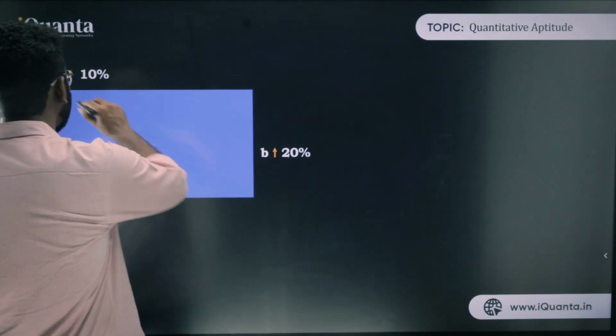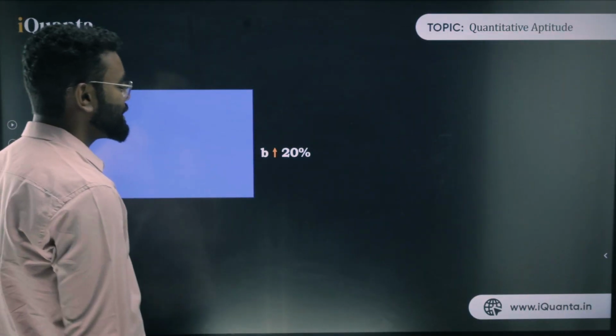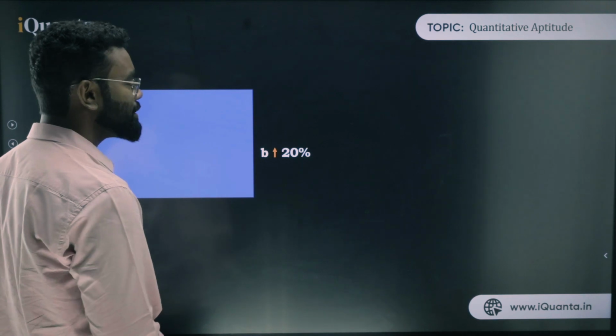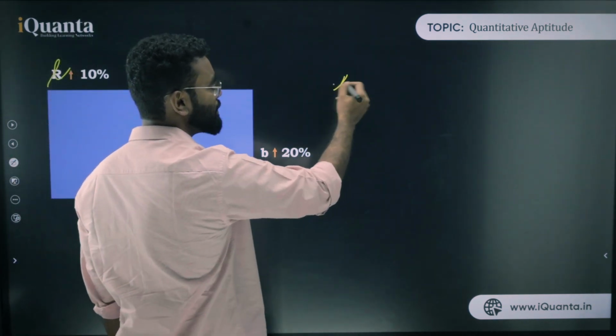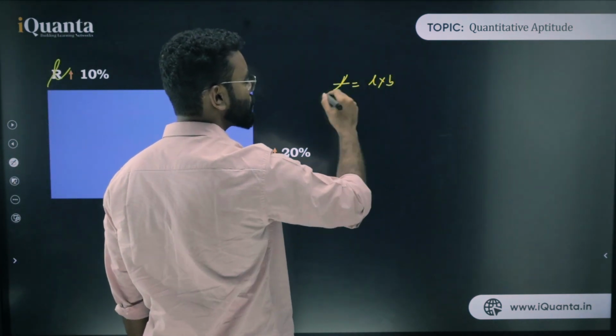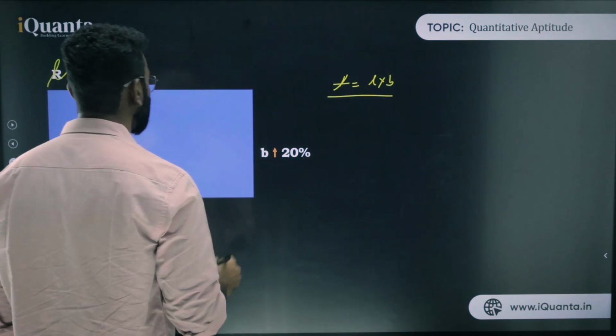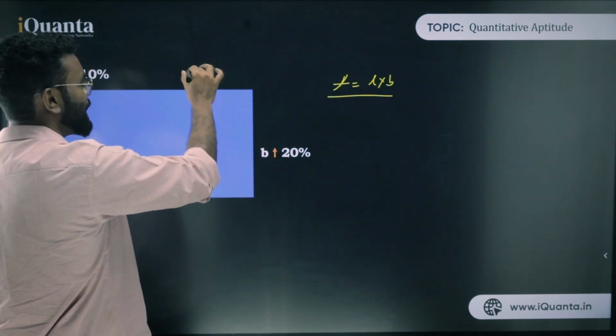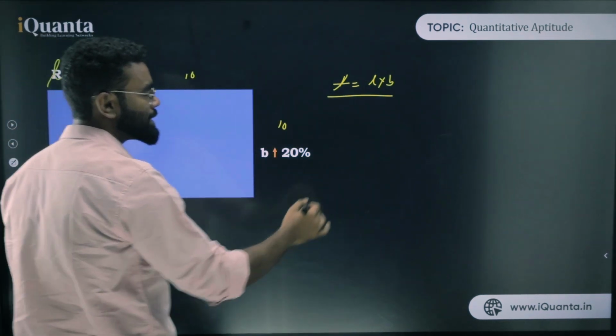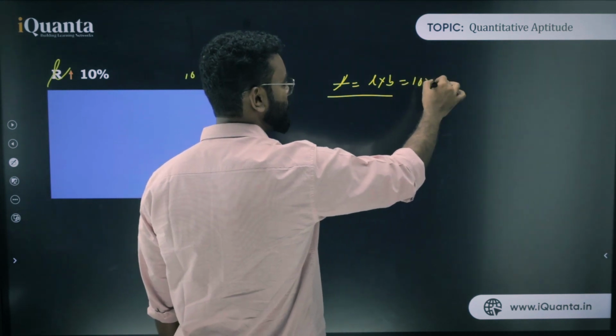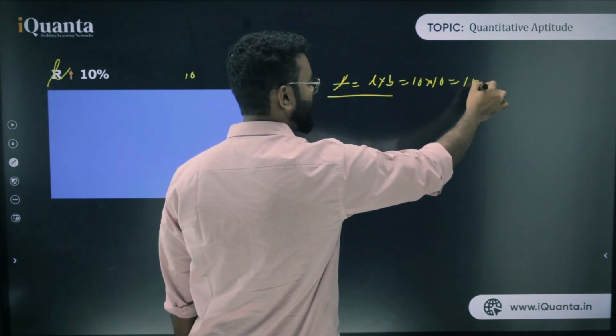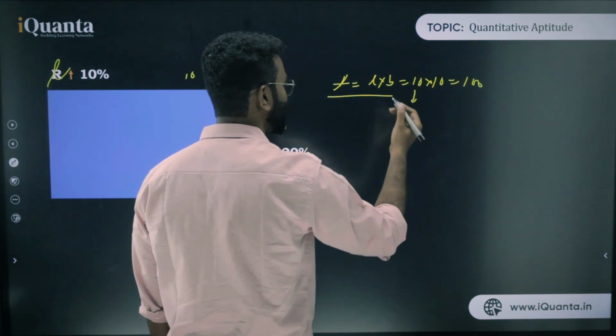Like in this case, the length is increased by 10% and the breadth is increased by 20%. It's a rectangle, obviously. So what is the area of a rectangle? That is L into B. Now if you need to solve this question, you can just take a value, so I can take a value 10, and 10 also. So initially the area is 10 into 10, which is 100. Now the length 10 has become 10 plus 20% of 10.